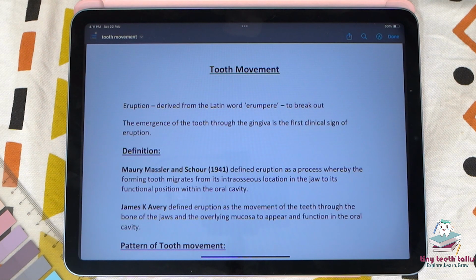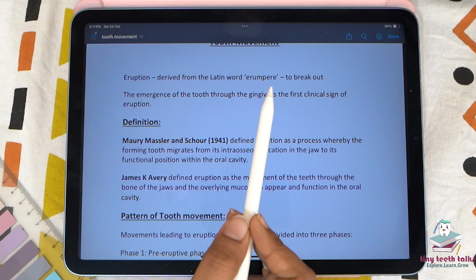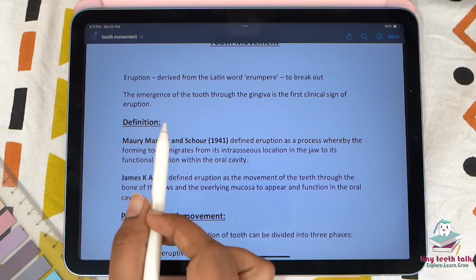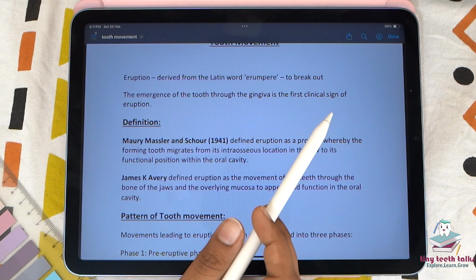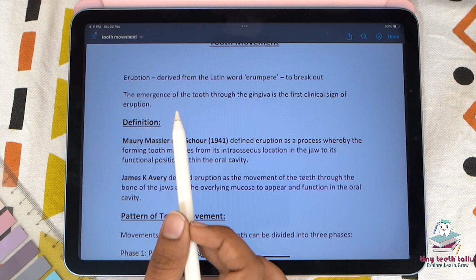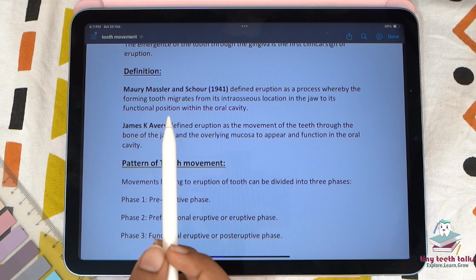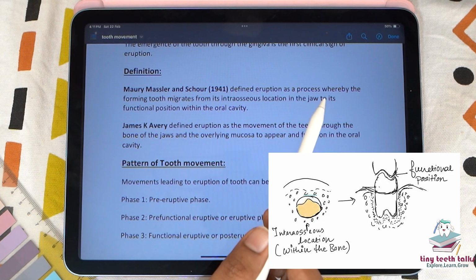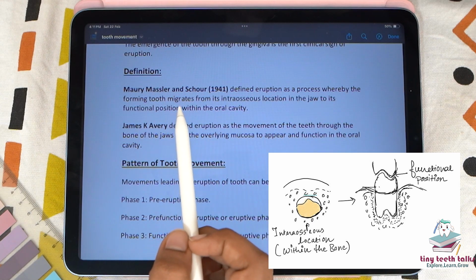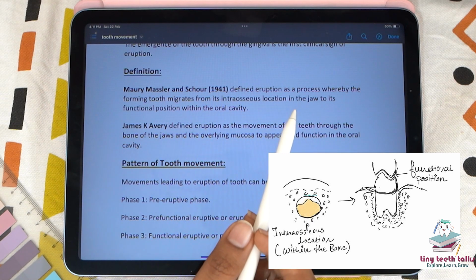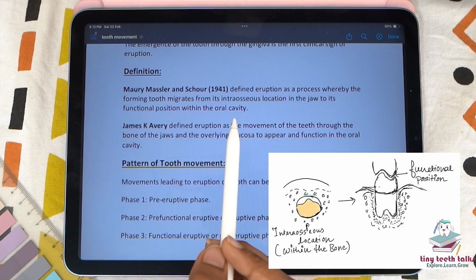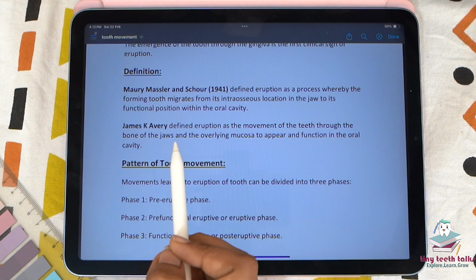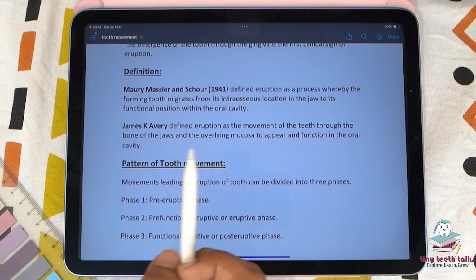First, what is eruption? Eruption is derived from the Latin word erupere, meaning to break out, basically the cutting of the tooth through the gum. The emergence of the tooth through the gingiva is the first clinical sign of eruption. Important for MCQ: there are two main definitions of eruption. First, Maury, Massler and Schour in 1941 defined eruption as the process whereby the forming tooth migrates from its intraosseous location in the jaw to its functional position within the oral cavity. James K. Avery defined eruption as the movement of the teeth through the bone of the jaws and the overlying mucosa to appear and function in the oral cavity.